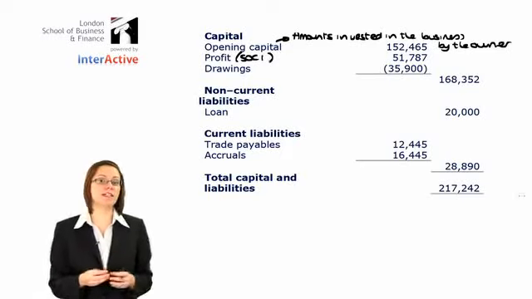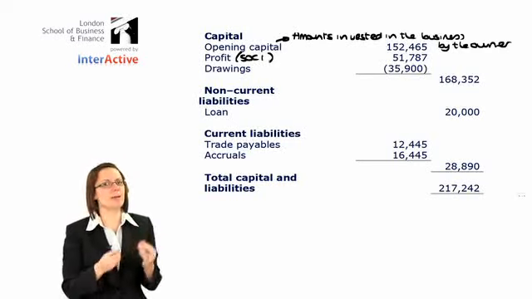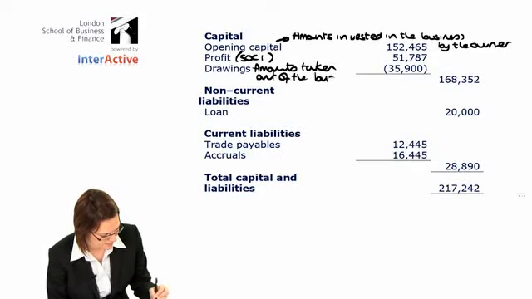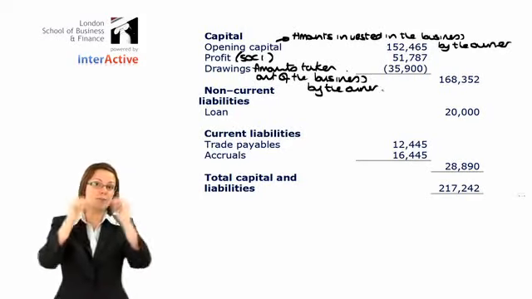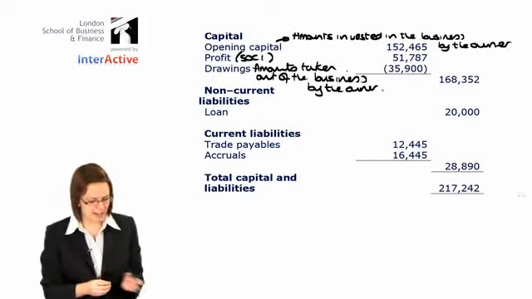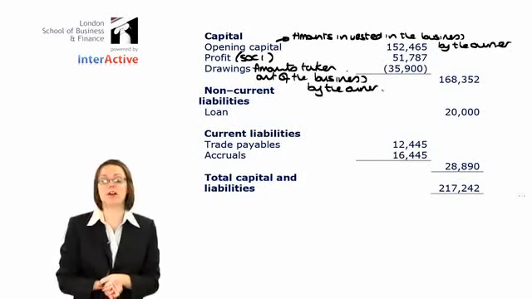Finally, then, what we're going to do is deduct drawings, amounts taken out of the business by the owner. And what we'll do is we'll take capital plus profit minus drawings, and we can see then that we'll bring the total across to the end column, 168,352.